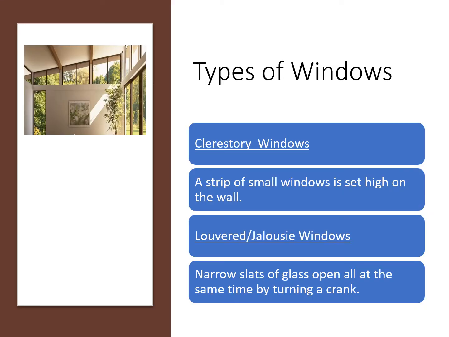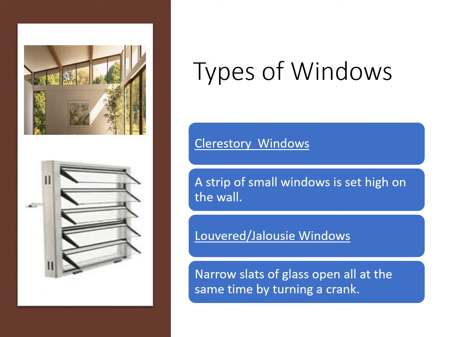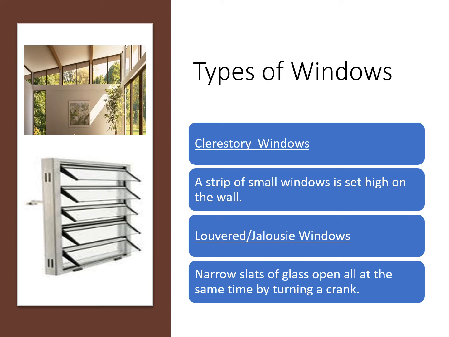Next comes the clerestory windows. These windows consist of a strip of small windows and are set high on the wall. These are usually seen in the basement, bathroom and some bedrooms where greater privacy is desired. Next is louvered or jalousie windows. These windows consist of narrow slats of glass that open all at the same time by turning a crank.